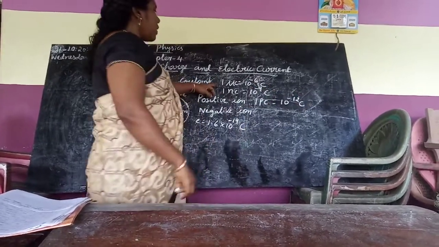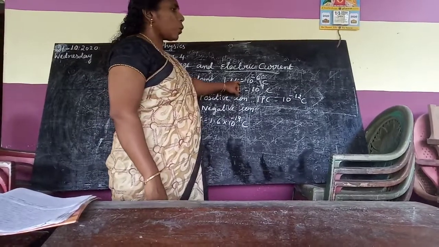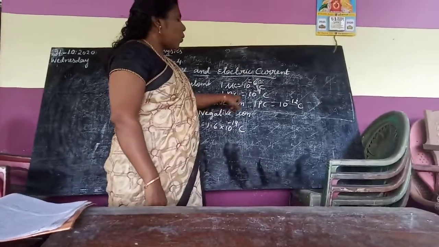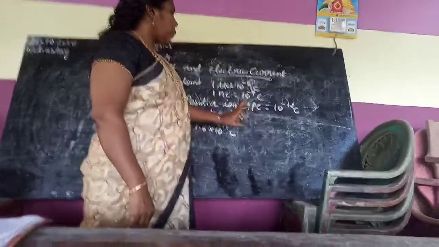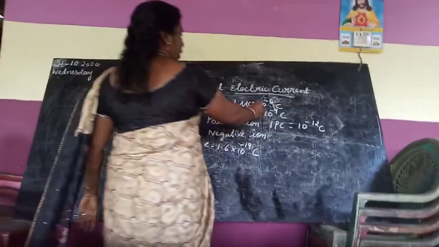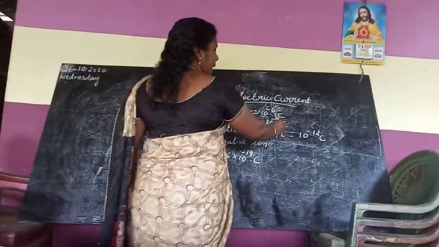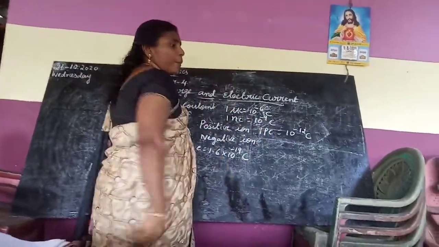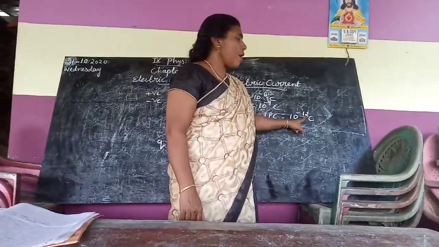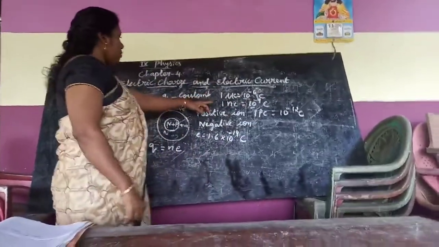Okay. The values you have to learn. 1 micro Coulomb, what's the value? 10 power minus 6 Coulomb. 1 nano Coulomb, 10 power minus 9 Coulomb. 1 pico Coulomb, 10 power minus 12 Coulomb. These values you have to learn. Micro 10 power minus 6, nano 10 power minus 9, pico 10 power minus 12 Coulomb.